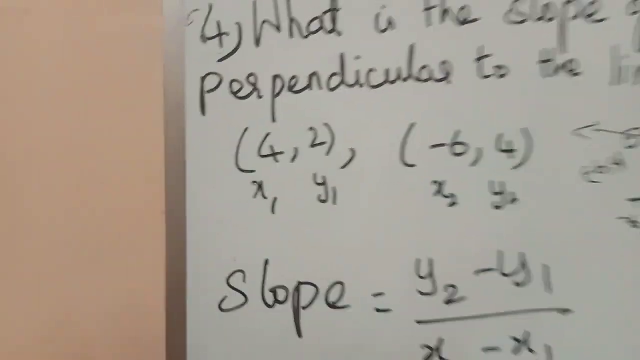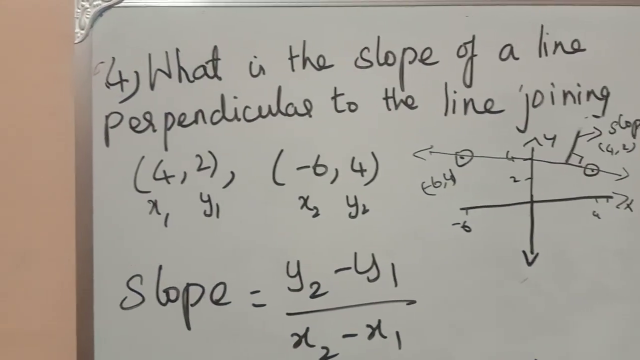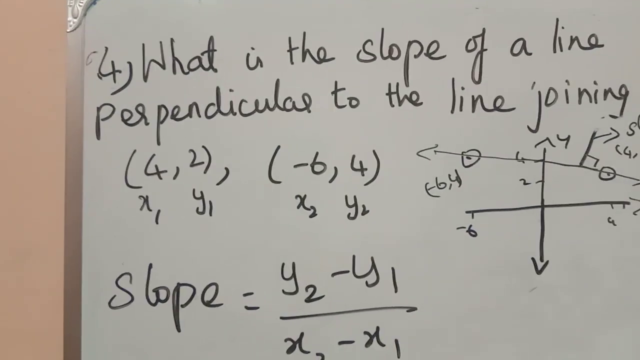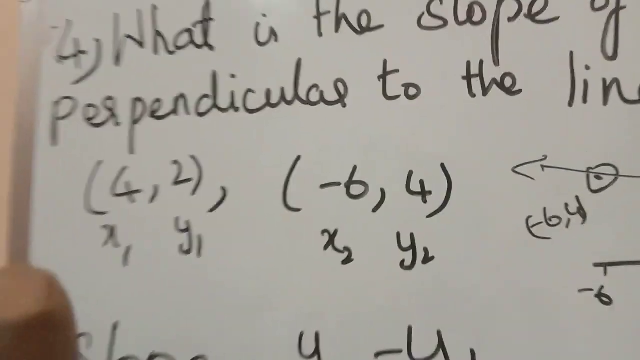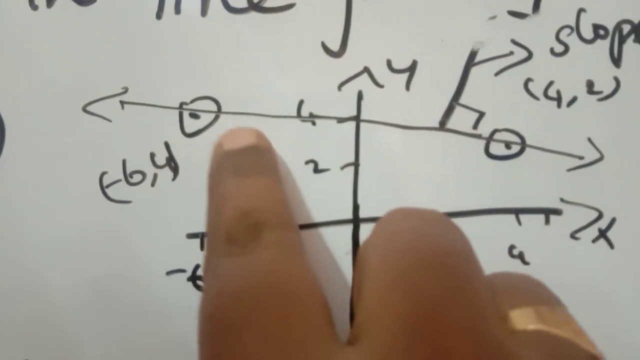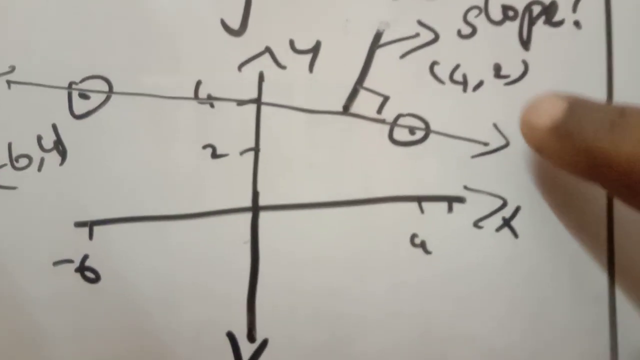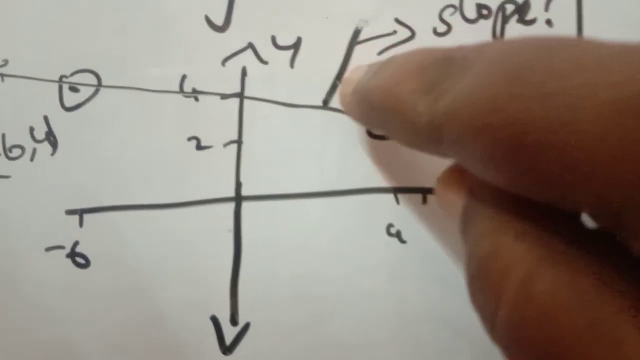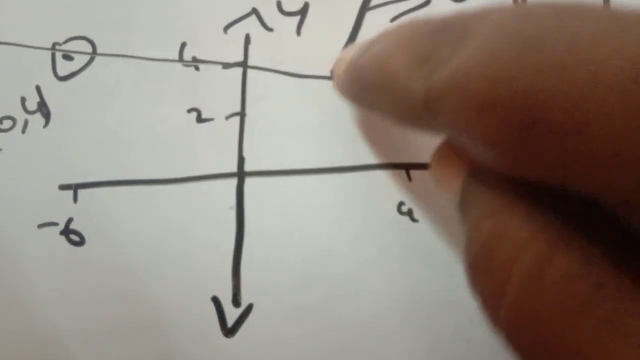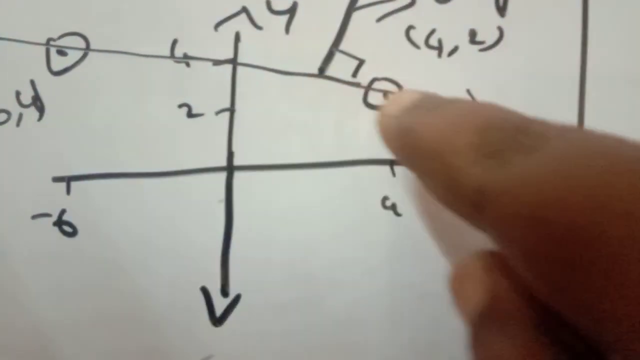Now question number 4. What is the slope of a line perpendicular to the line joining these 2 points? See, 4, 2 and minus 6, 4. I plot the points here in the graph and join the points. So we want to find the slope of a line perpendicular to this line. I draw one perpendicular line to this line. We want to find the slope of this line.